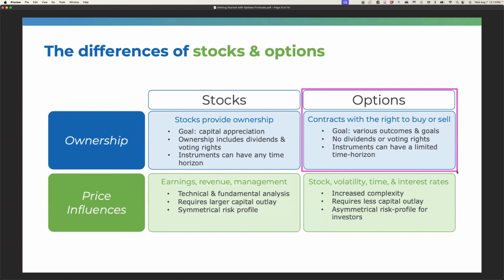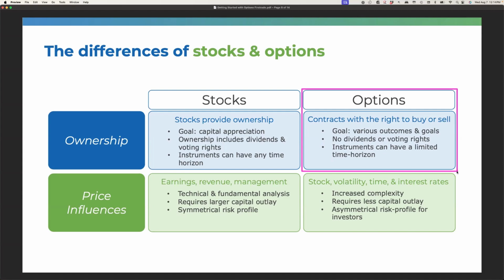And you're going to have various outcomes and goals when you're trading options. Sometimes you may have a view on the stock, like you do with stock ownership. You think the stock is going to appreciate in value, but you can also believe that the stock is going to depreciate in value, and that's really where options give you some flexibility, because you can have different outcomes, right?